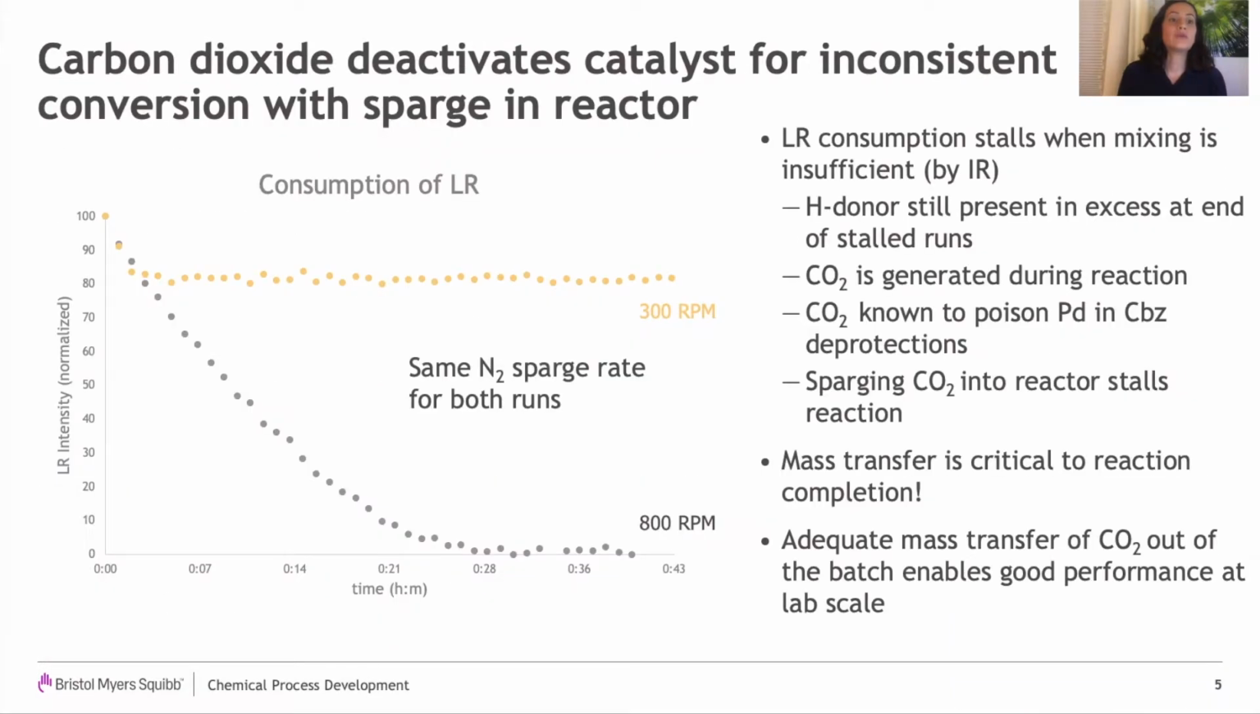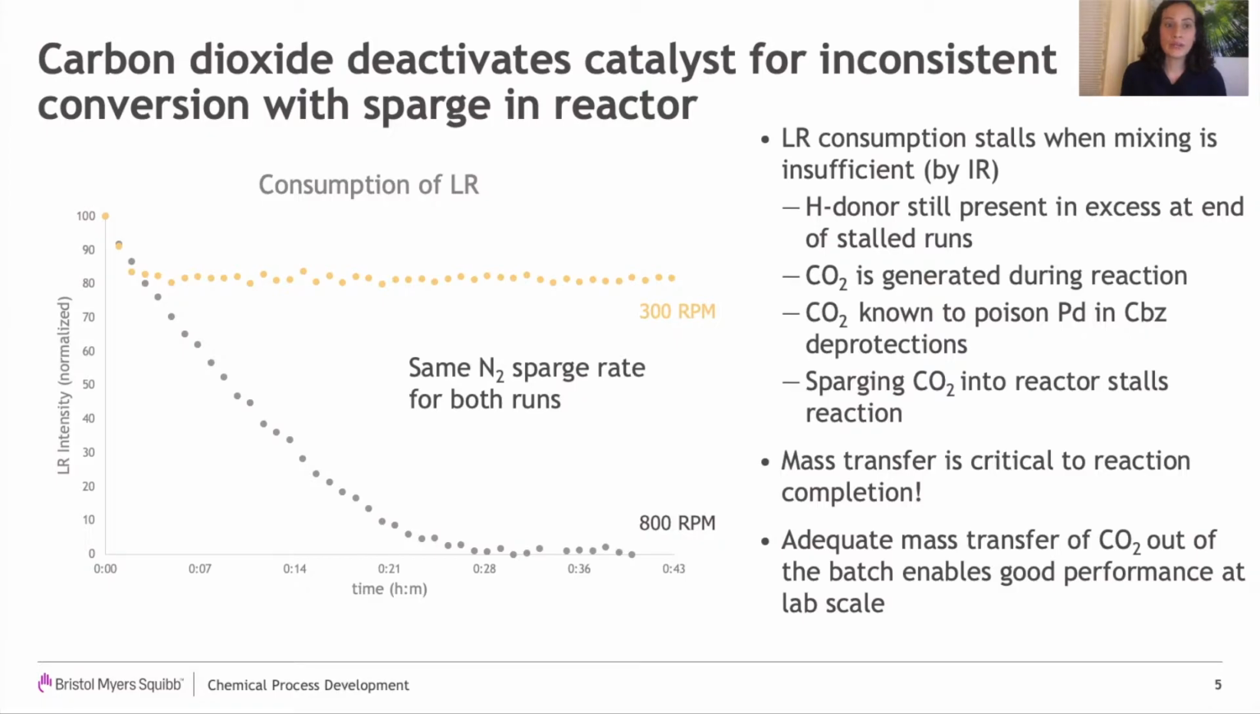So when we moved to the 250 ml scale, we saw that carbon dioxide is still affecting us. So in both of these runs, we were using the same nitrogen sparge rate, the same pretty aggressive catalyst loading and temperature, which is why the 800 RPM case finished very quickly in under 1 hour.